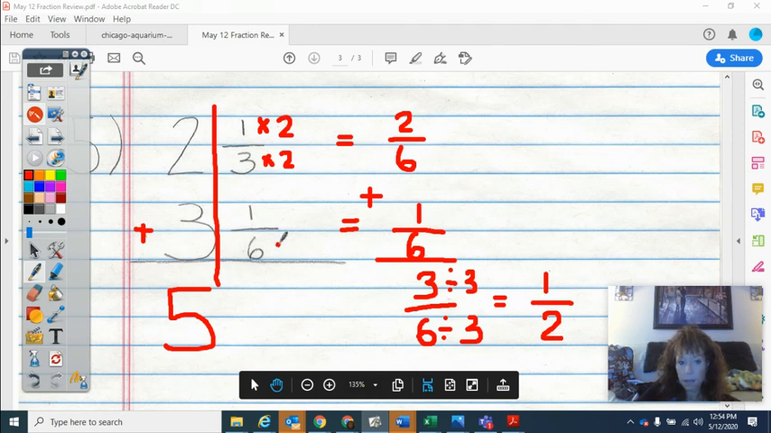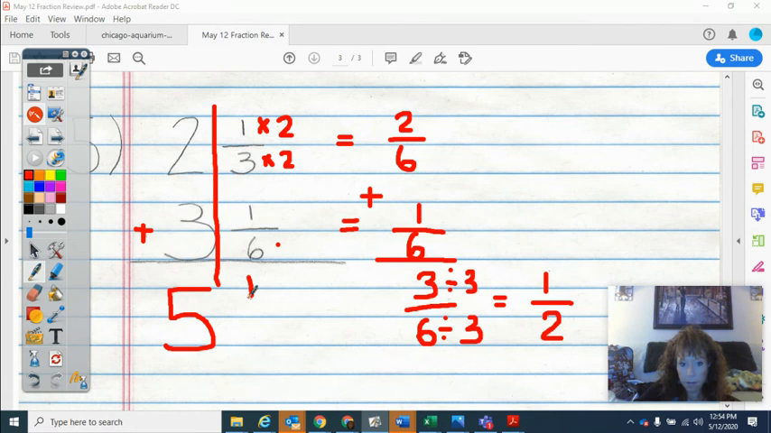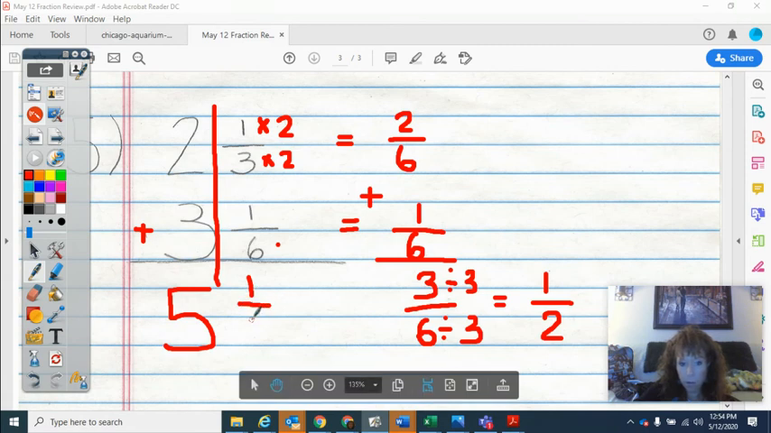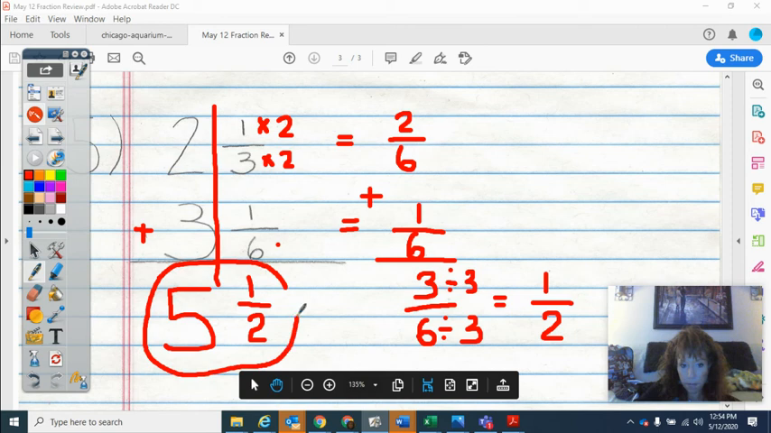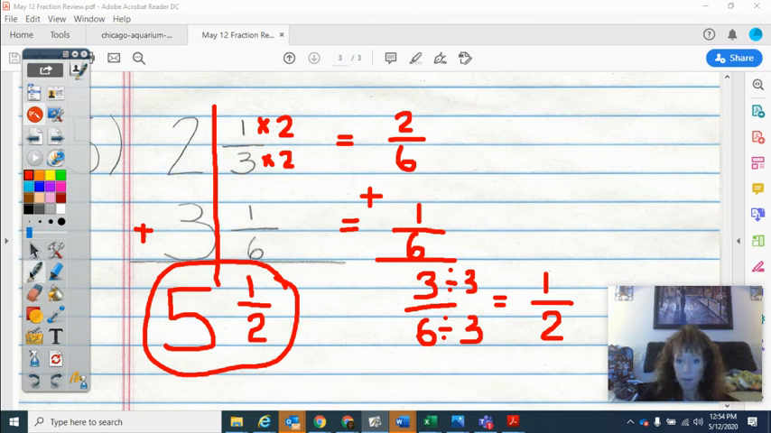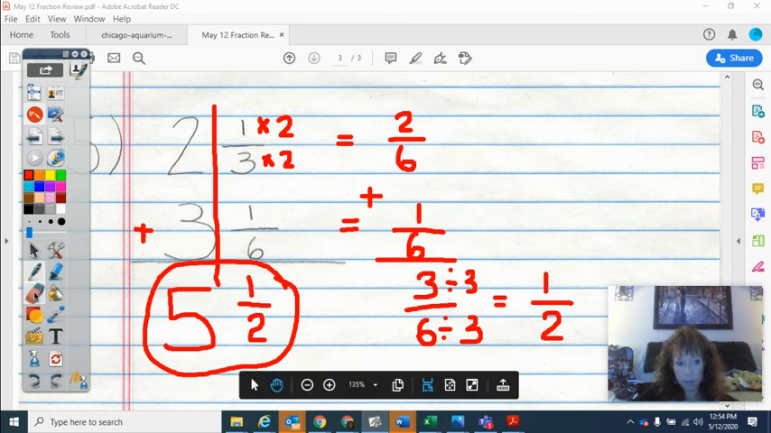So my final answer is 5 and 1/2. And this is the best answer. Okay. And that's how you add mixed numbers with unlike denominators. All right, one more.